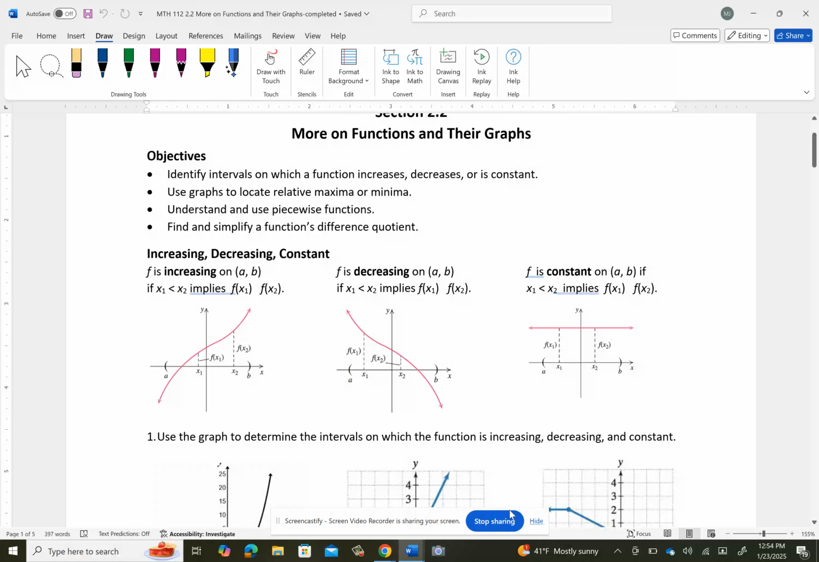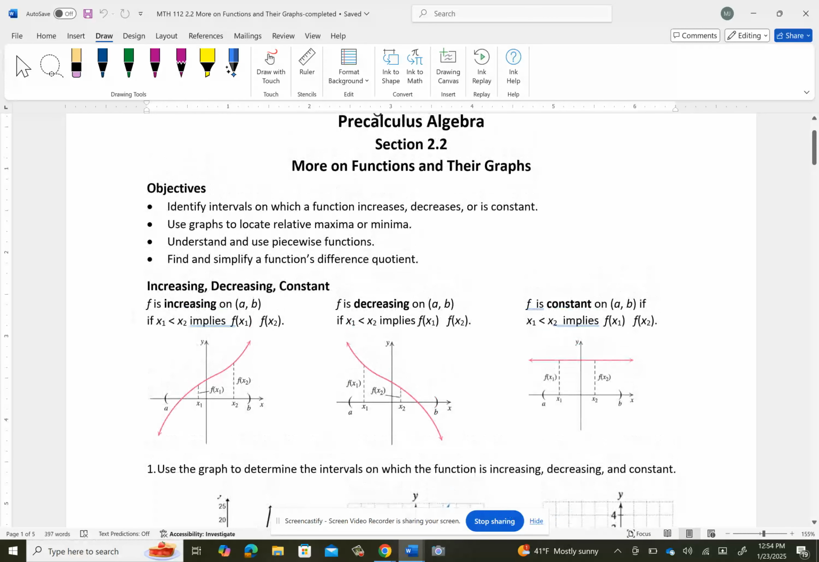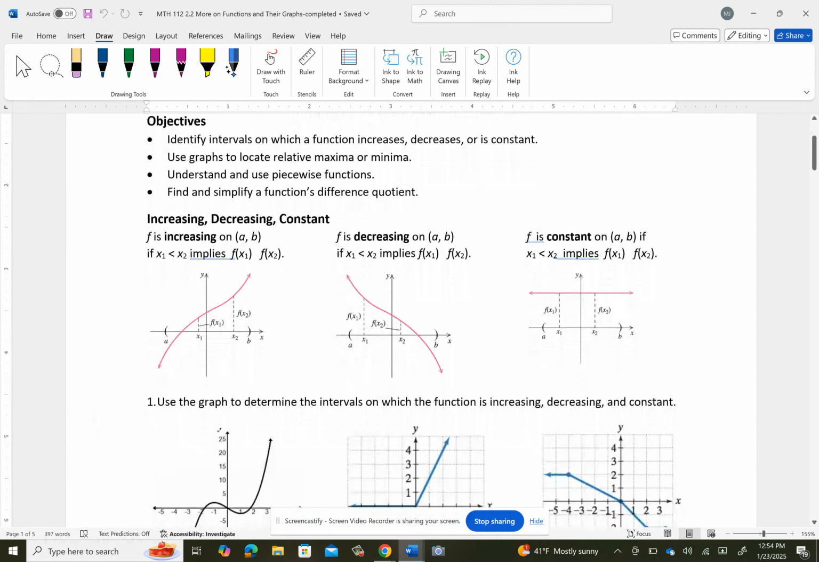All right, this video covers section 2.2. We're doing a little more with concepts related to functions and their graphs. Some of your homework is going to ask you to identify intervals where a function is increasing, decreasing, or constant.